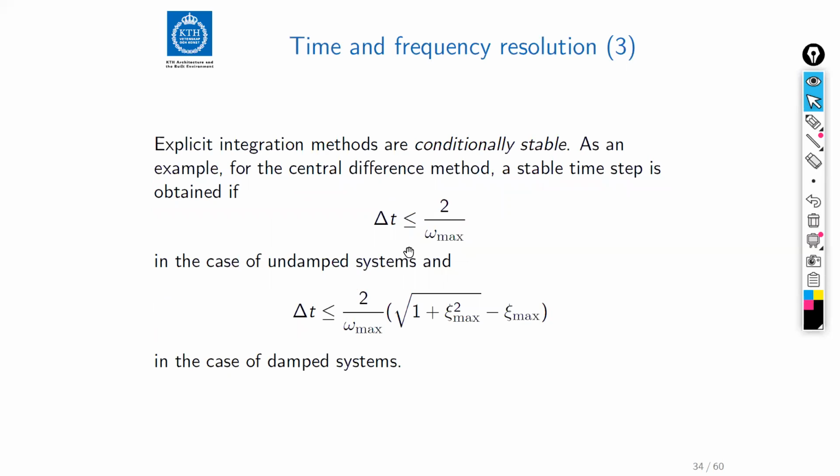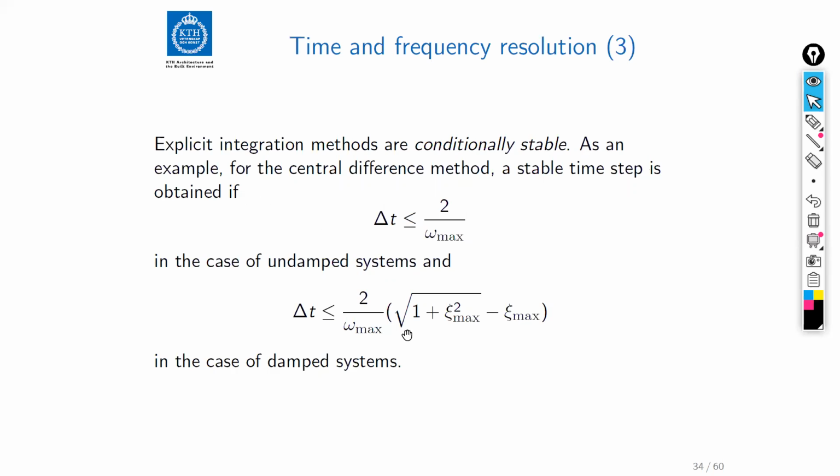Okay, so then here there are some interesting things actually about conditionally stable methods and explicit integration. For the central difference method, a stable time step is obtained if this relation holds here. So delta t has to be less than or equal to 2 over the maximum circular frequency that we have in the problem. So this is for an undamped problem.